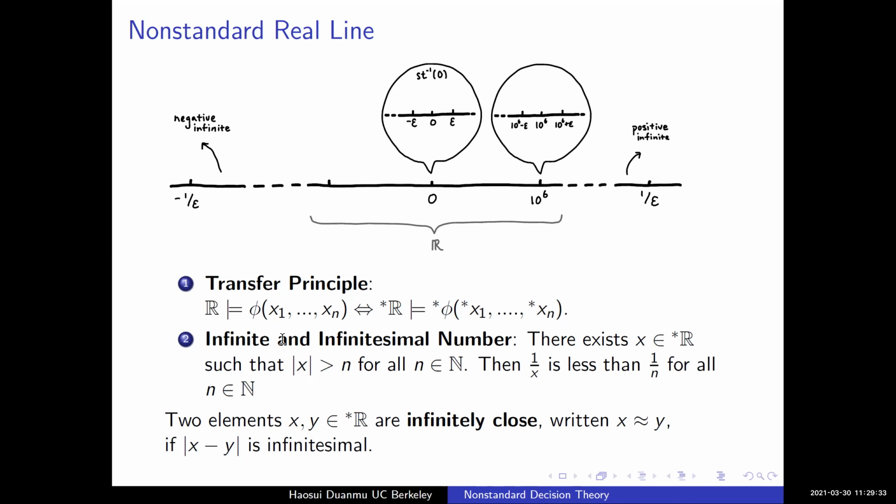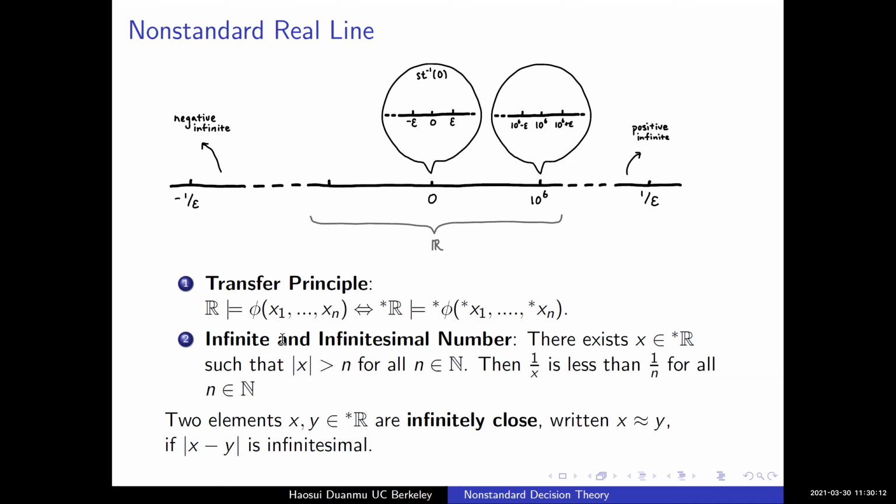So now I will give a very rough introduction to nonstandard analysis. The starting point of nonstandard analysis, which was introduced by Abraham Robinson in the 1960s, is the construction of the nonstandard real line. Here's a rough drawing of it. It looks very much like a standard real line, but if one has a microscope and looks around point zero, there will be infinitesimals such as negative epsilon or positive epsilon.